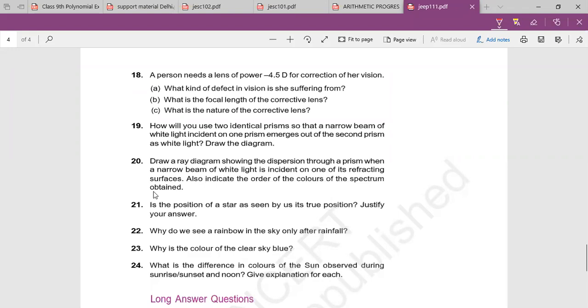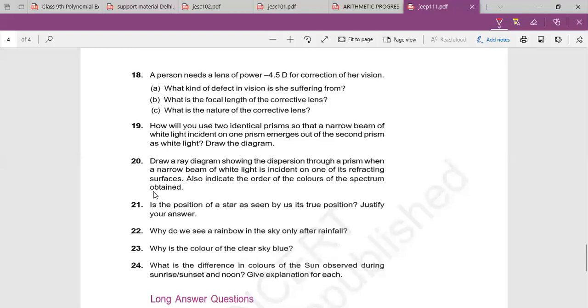Okay. Why do we see a rainbow in the sky only after rainfall? Ma'am, because the light gets refracted in the water droplet, and the water droplet acts as a prism. Yes, water droplets suspended in the atmosphere act as a prism which disperses the light, refracts, and internally reflects the light before falling on our eyes. Therefore, we are able to see the seven-color bow. So therefore, it is called a rainbow.